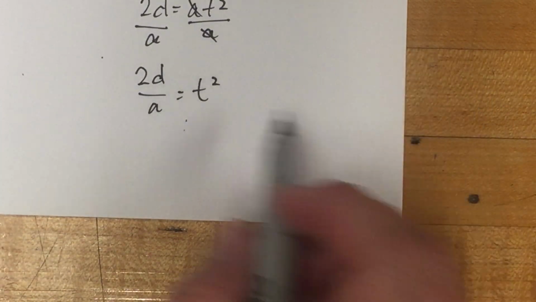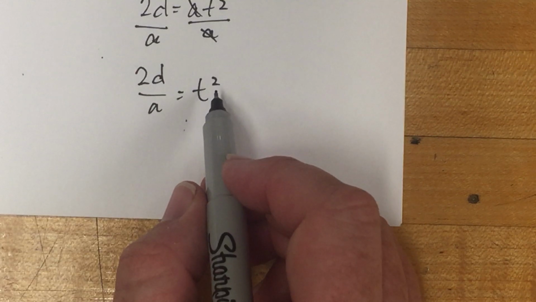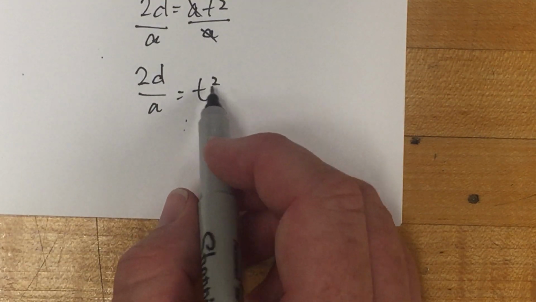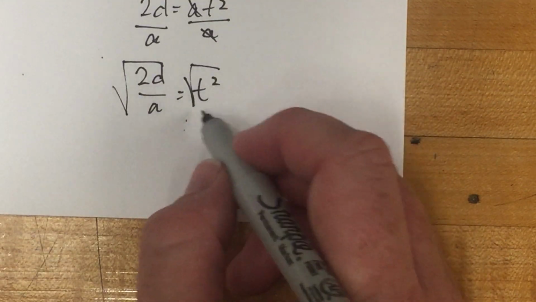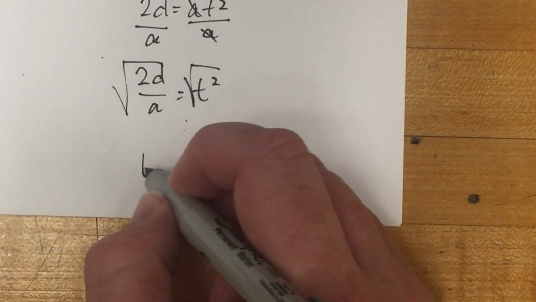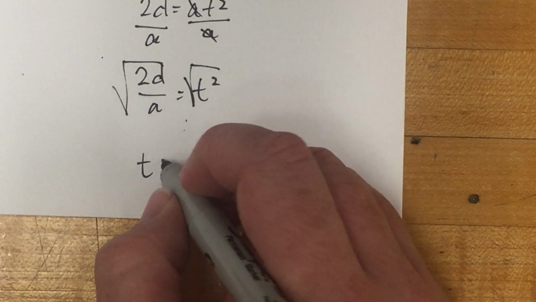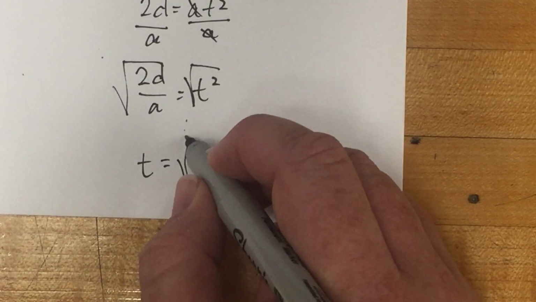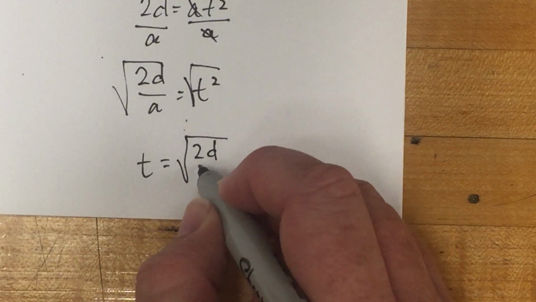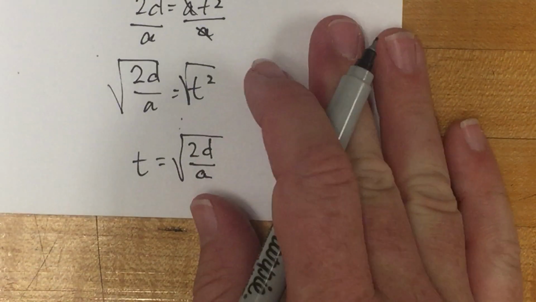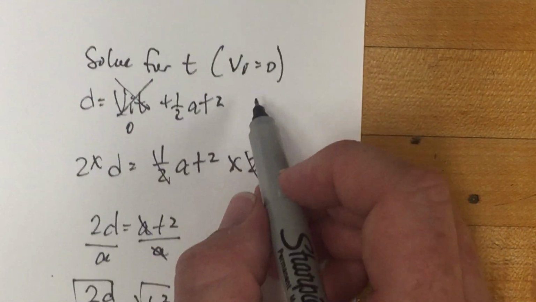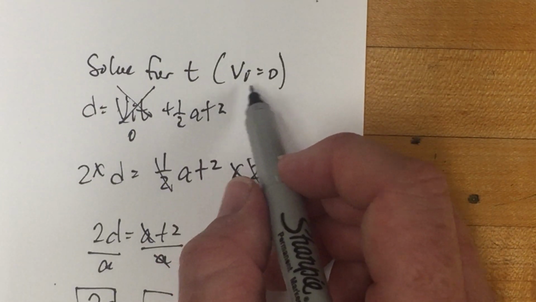And the last thing I need to do is remove the squared. The opposite of squaring something is to take the square root. So I have to do that on both sides. By doing this on this side, I have t remaining, and then is equal to the square root of 2 times the distance over the acceleration. That's the only time that that happens, when you're using equation 3 and VI is equal to 0.